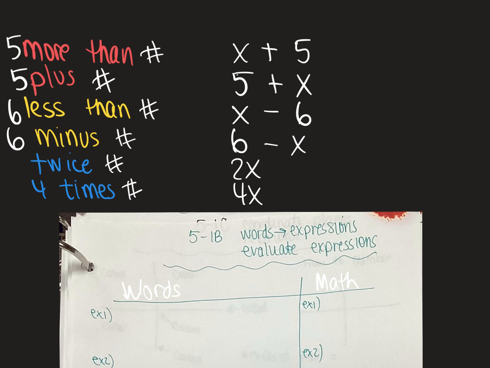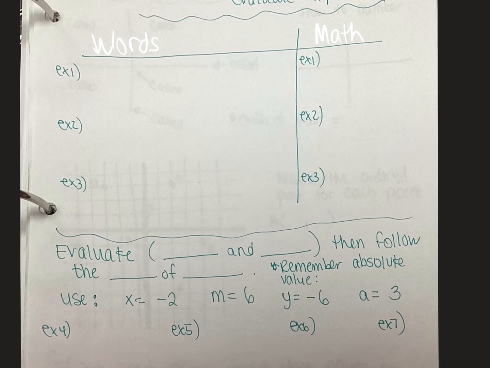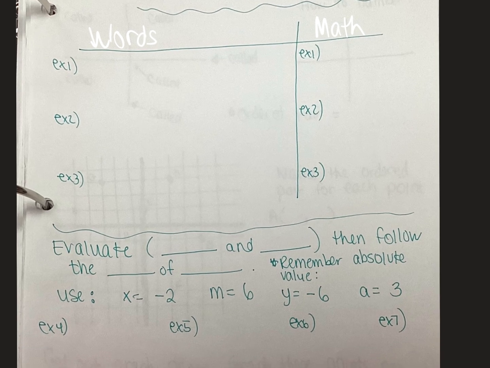So those are some common math words: more than, plus, less than, minus, maybe twice or times or product. We didn't do division. Division would just say divided by. So let's do an actual example. Pick up your pencil, write down example 1.